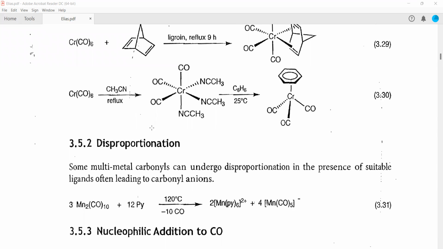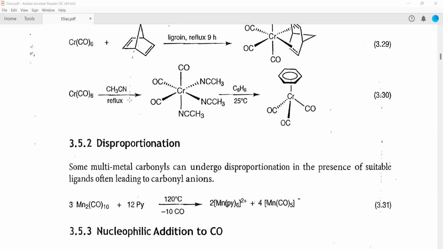Again, if you use acetonitrile, acetonitrile is also quite a labile ligand, also a small ligand. So in reflux condition, it can knock out three carbonyls and get three. But more than three is quite impossible. And once you get rid of three carbonyls, then what you can do, and you know already that the acetonitrile ligands are very labile, so you can easily substitute these three nitrile ligands that you just incorporated by some other ligands.